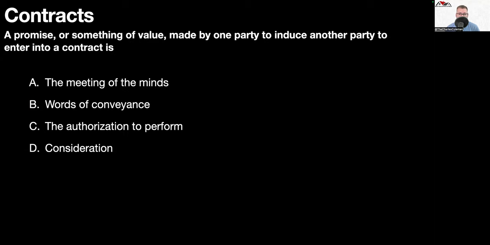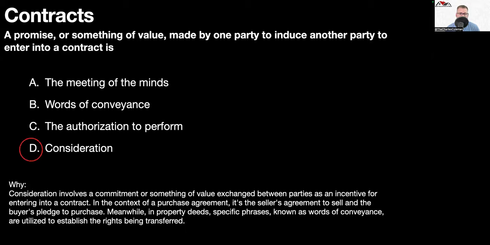A promise or something of value made by one party to induce another party to enter into a contract is consideration. Consideration involves a commitment or something of value exchanged between parties as an incentive for entering into a contract. In the context of a purchase agreement, it's the seller's agreement to sell and the buyer's pledge to purchase. Meanwhile, in property deeds, specific phrases known as words of conveyance are utilized to establish the rights being transferred.